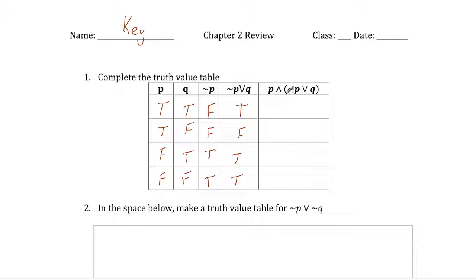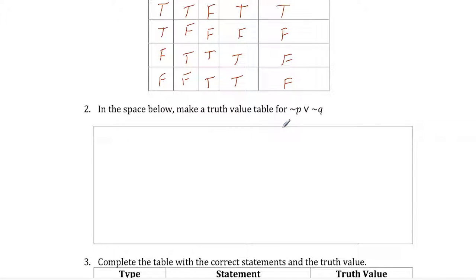So for this last column, it looks like it's a lot, but really it's just P and this column. So it's true and true, which is true. It's true and false, which is false. It's false and true, which is false. And it's false and true, which is false. And we're done.